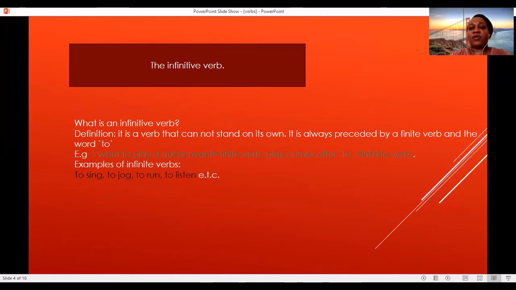Then we come to the infinite verb. What is an infinite verb? It is a verb that cannot stand on its own. It is always preceded by a finite verb and the word to. Before it always comes a finite verb and the word to.